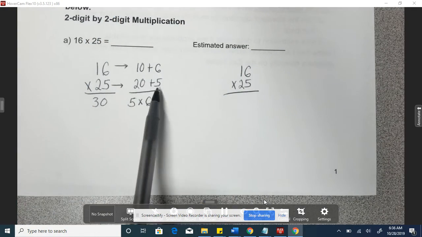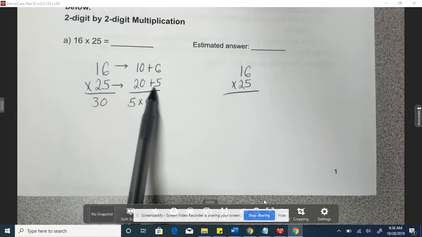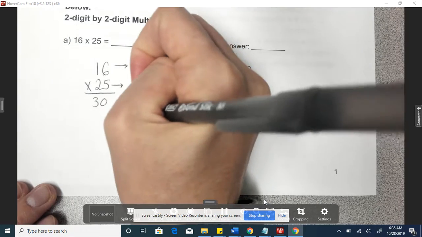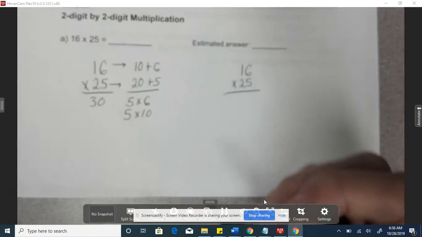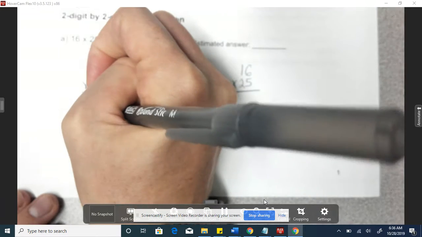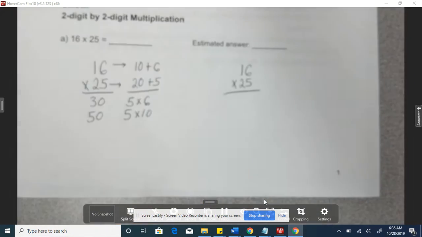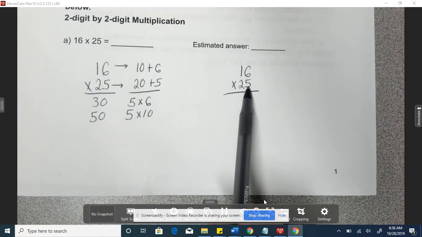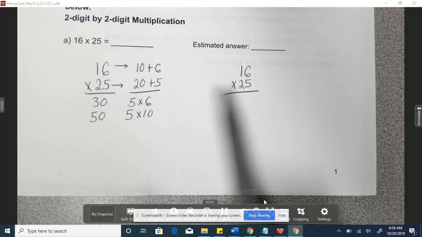Now we're going to multiply the ones place times the tens place. Remember, we always start with the ones place in our bottom number, or second factor. 5 times 10 is what I'm going to write under here. And I know 5 times 10 is 50. I'm going to write the answer here. So let's see if we started by multiplying everything by the 5 in 25, if we get the same answer that we have so far.